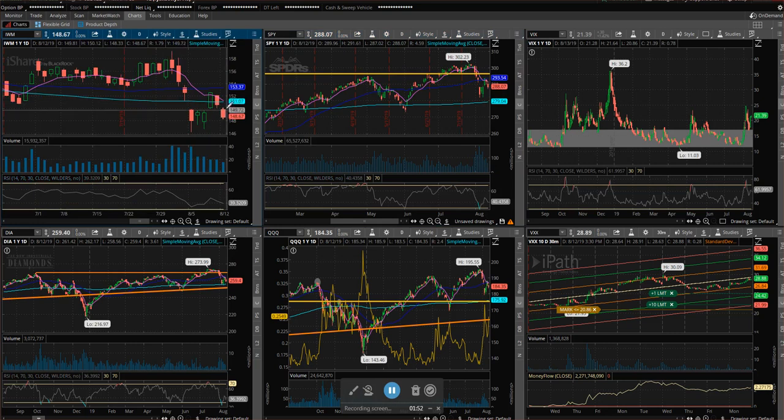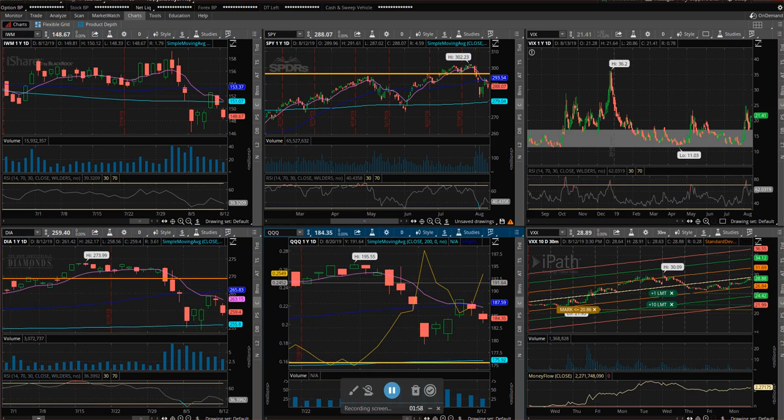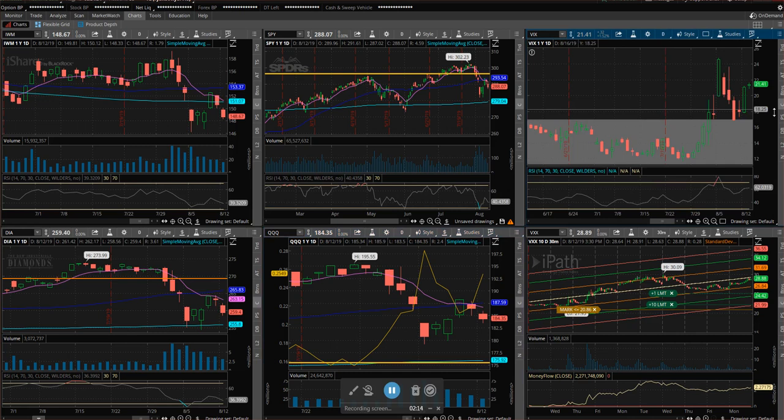IWM, very similar candle, but closed towards the low of the day. Same for the Dow. And finally for the Q. So, I mean, we're basically looking at four identical charts here. Really, the primary difference between all of these is the moving average lines here on the IWM. So now let's take a look at the VIX.